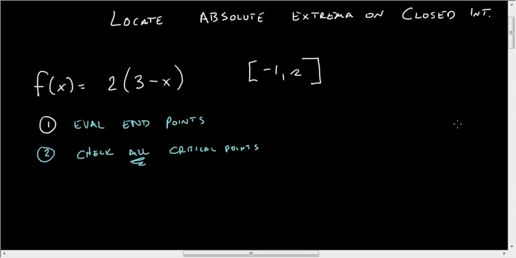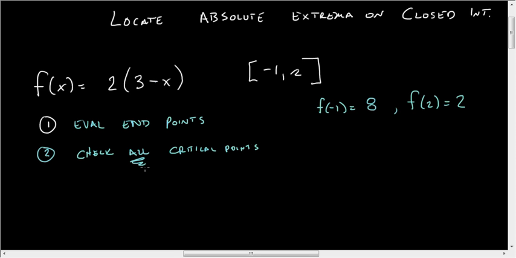Okay, so first things first, let's check and evaluate the endpoints. And so I have f of -1 is equal to 8. These are things I'm assuming that you can do fairly readily, so I'm not going to spend a lot of time doing it. 3 minus 2 is 1 times 2 is 2. Okay, so those are our two endpoints.